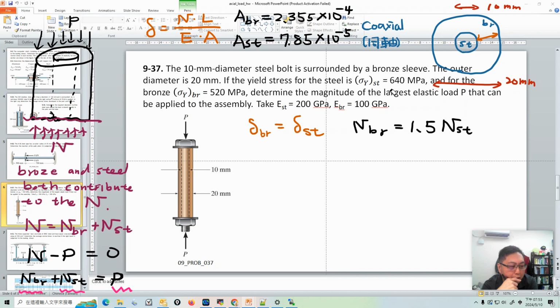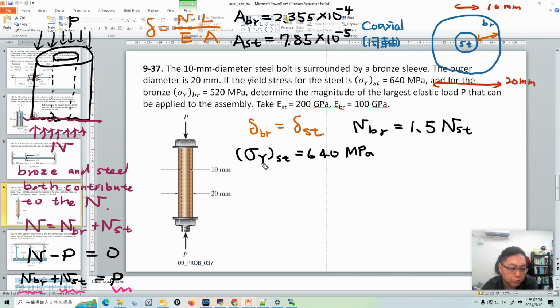The problem wants us to determine the maximum loading P. Even if we put this relationship in here, we still cannot solve for P. So how do we solve for P? First of all, let's do something about this yield stress. The yield stress just means it's a criterion for failing.